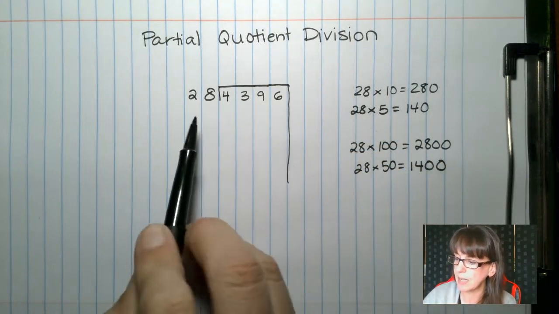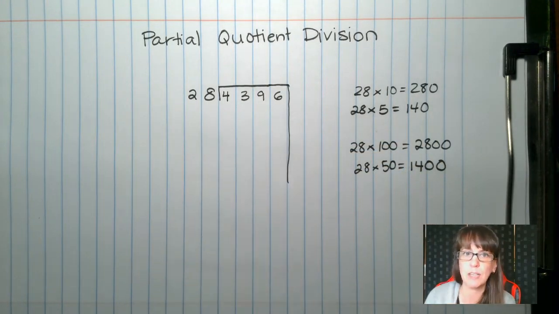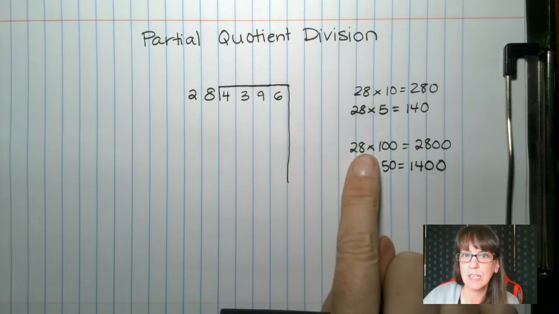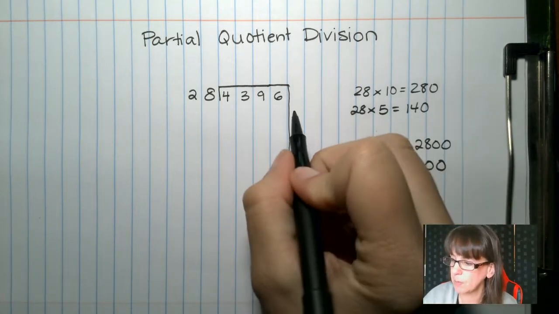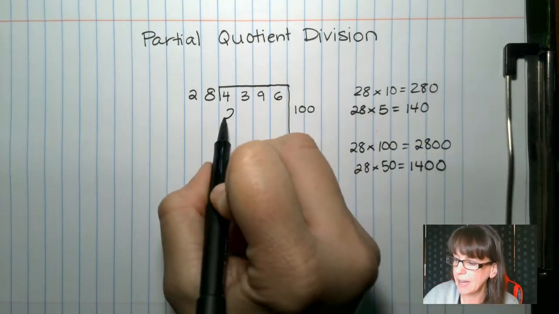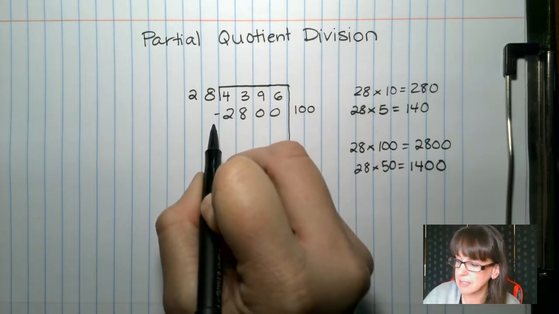So this information is helpful off to the side because the way we do partial quotient division is we say, okay, how many times does 28 go into 4,396? Now, we do not have to be precise about this. What we can say is, I know it goes in 100 times at least. So I'm going to say 100, and that is 2,800. So I'm going to subtract this.